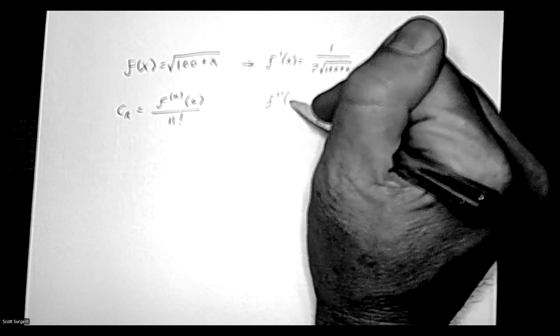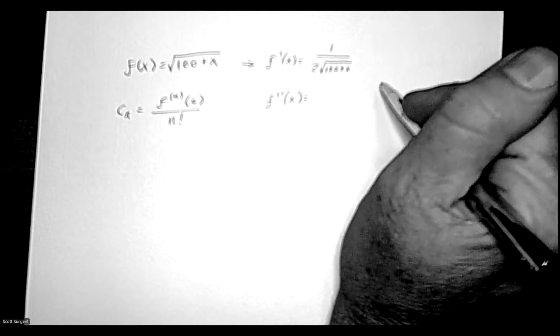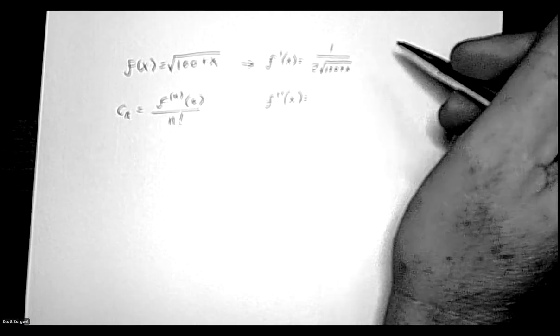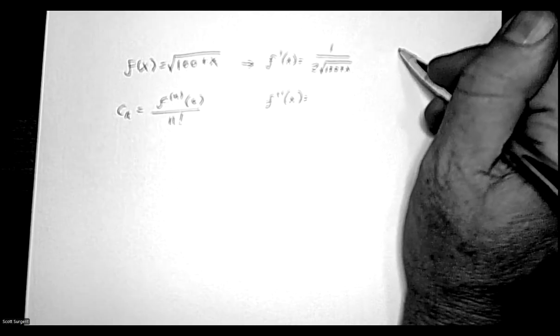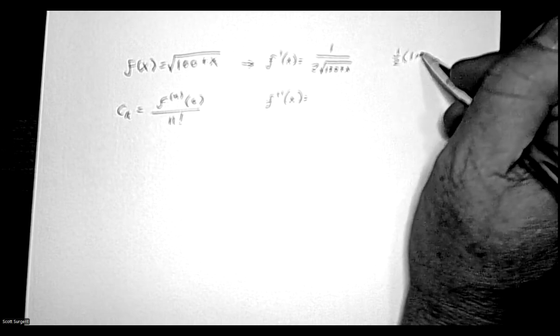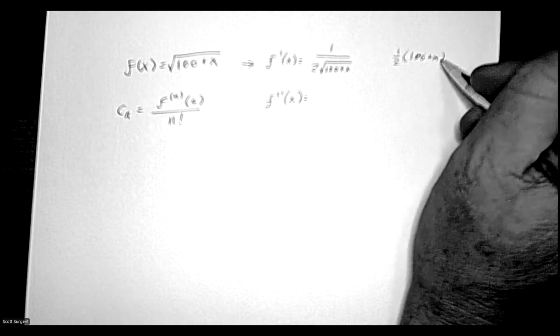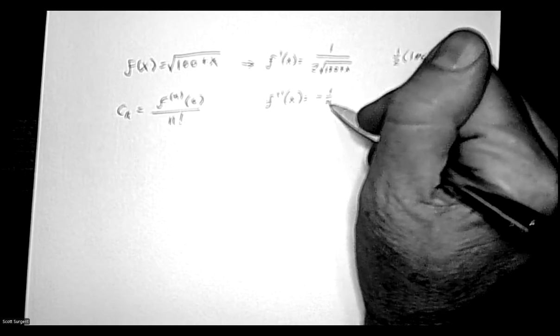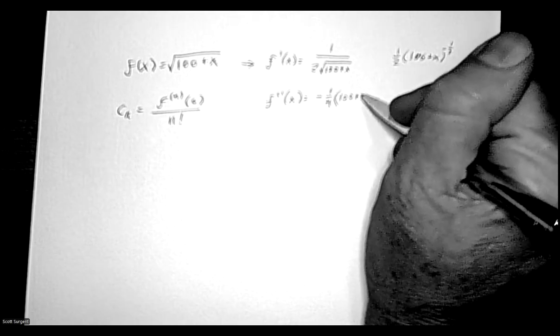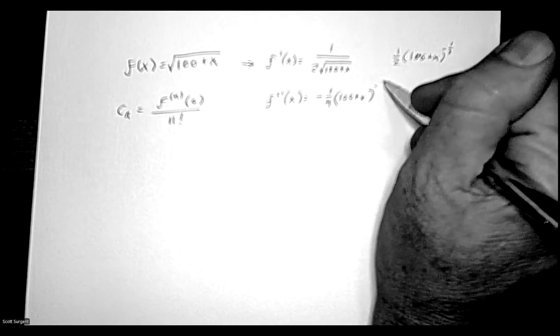Let's do a couple more. Gotta be a little careful here. It's the second derivative. I'm going to write this temporary. It's 1/2 (100 plus x) to the negative 1/2. So it's going to be negative a fourth (100 plus x) to the negative 3 halves.